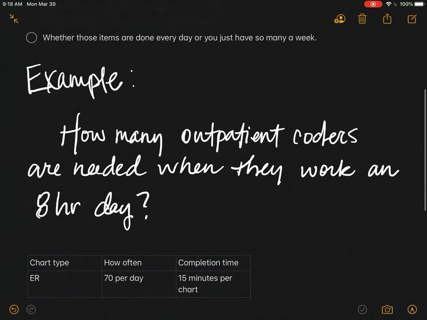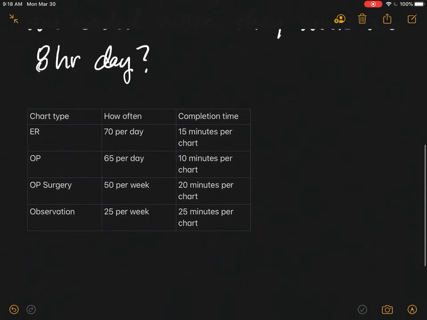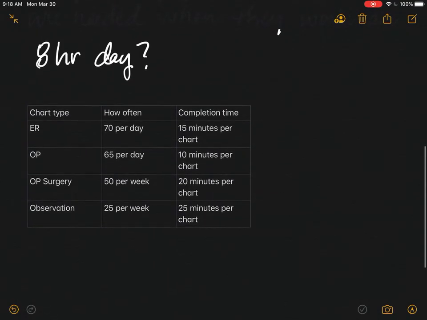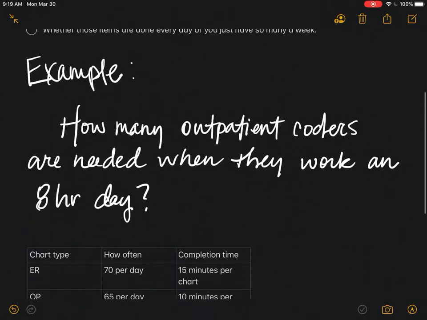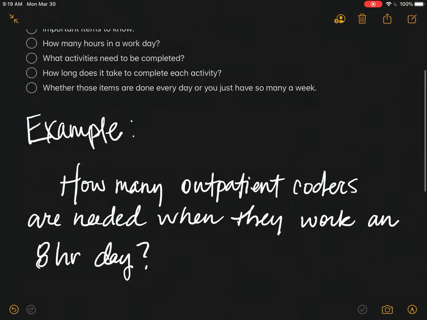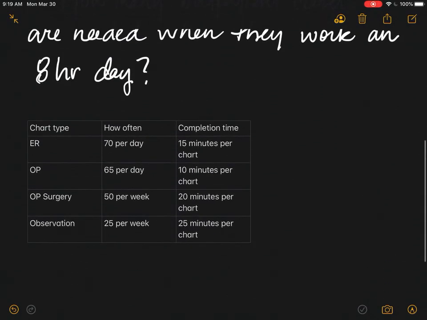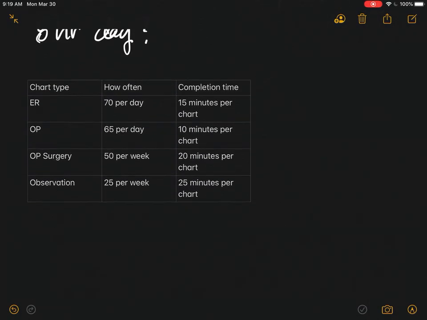I'm going to move down just a little bit so we can see my table here. It may be small, you might not be able to see it well, but it shows us the different chart types that the outpatient coders are going to code, how often they have charts for each of those chart types, and the completion time per chart type. Our last need to know was whether those items are done every day or whether you just have so many in a week's time. So let's go back to our chart.